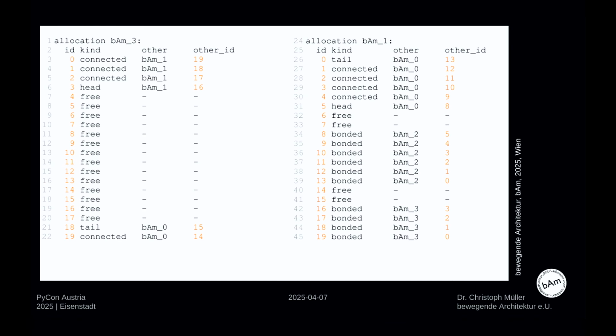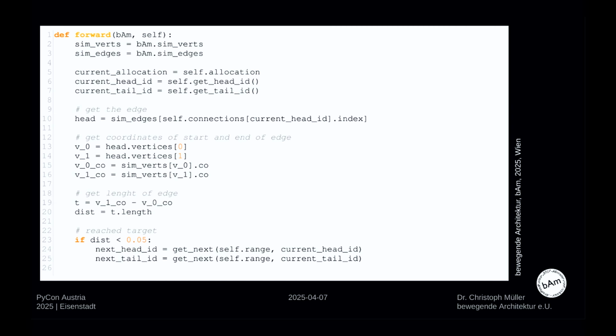So first of all, it is done in a way that every module is taking care of its own allocation. So there is an allocation that can be free, connected, it can be a head, it can be a tail, or it can be bonded. And the other modules is changing its behavior based on the other's state of the allocation where it's going to be connected to. So there can be 4 different kinds.